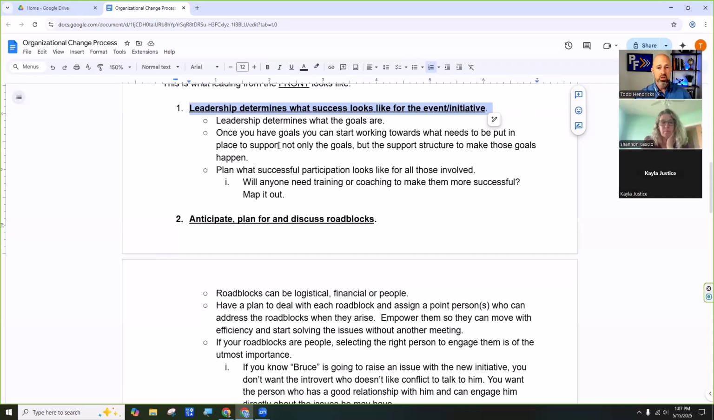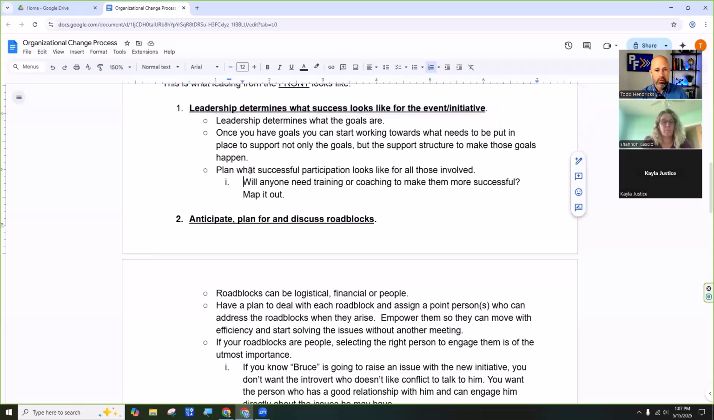Once you have goals, you can start working towards what needs to be put in place, not only to support those goals, but also the structure to make those goals happen. So I call this starting with the end in front, or starting with the end as the first thing that you think about. So what do we want our successful point to look like? This is what success looks like. Then we start there and we work our way backwards to where we are now. And then we build up to that.